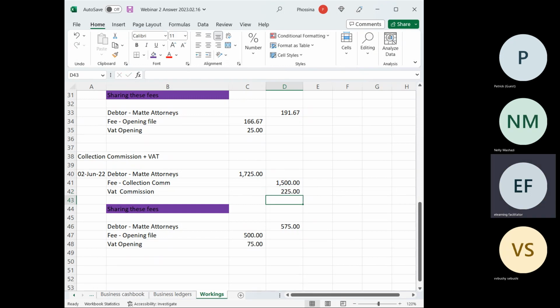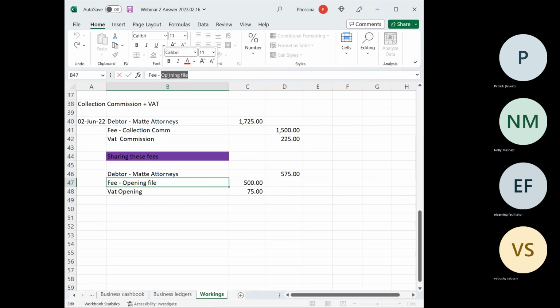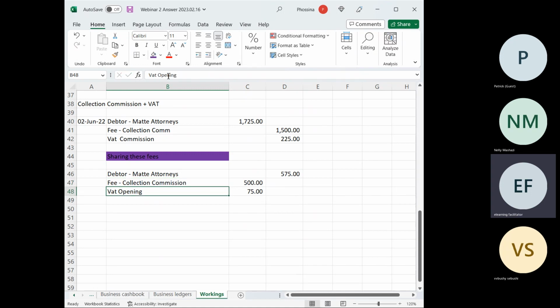But yeah, then we get our VAT. So it's 15,000 multiplied by 10%. So that is the commission. Multiplied by 15%, we are adding VAT now. Then we get the VAT amount. So if you can have a look at this, these things are balancing off. And here we are now sharing the fee. It's the collection commission that we are now sharing with our correspondent.